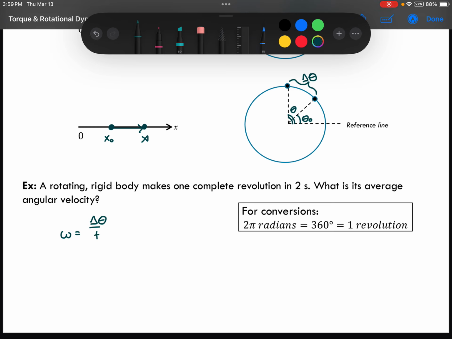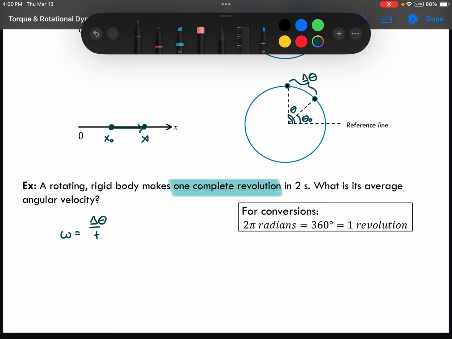2 seconds, that's our time. That's pretty clear cut. It's a little less straightforward to pick out what is the change in angle. But if we read the problem carefully, we see it goes through one full revolution in 2 seconds. And so a lot of times with these rotational motion problems and ideas, it may not always tell us a number in radians, because sometimes it's more common to think of things in rotations or revolutions.